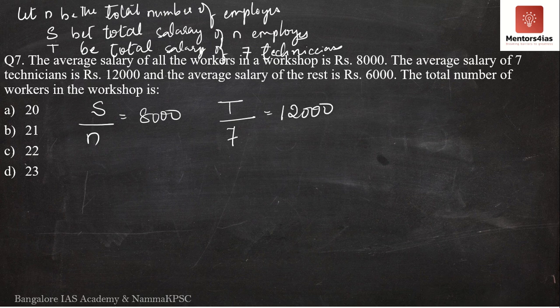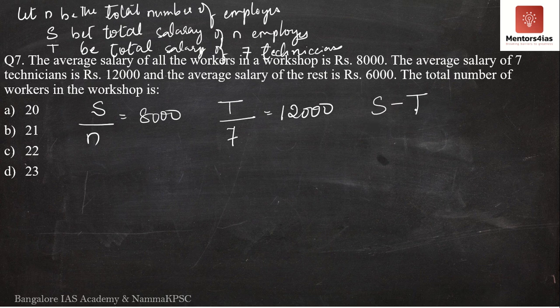The question further says the average salary of the rest of the employees is rupees 6,000. See, total salary and total employees, their average salary is 8,000. If you only take the technicians, that is 7, their average salary is 12,000. So the rest of the employees, that is non-technicians, their average salary is 6,000. So how can you get the total salary of the non-technicians? You have to subtract the total salary of the technicians from the total salary of all the employees. That is nothing but S minus T.